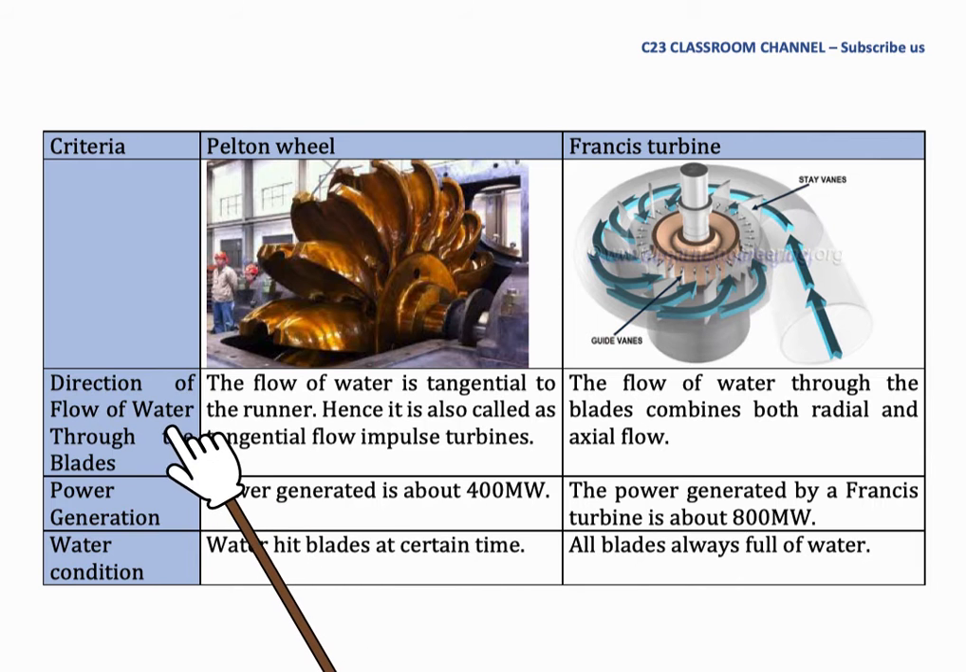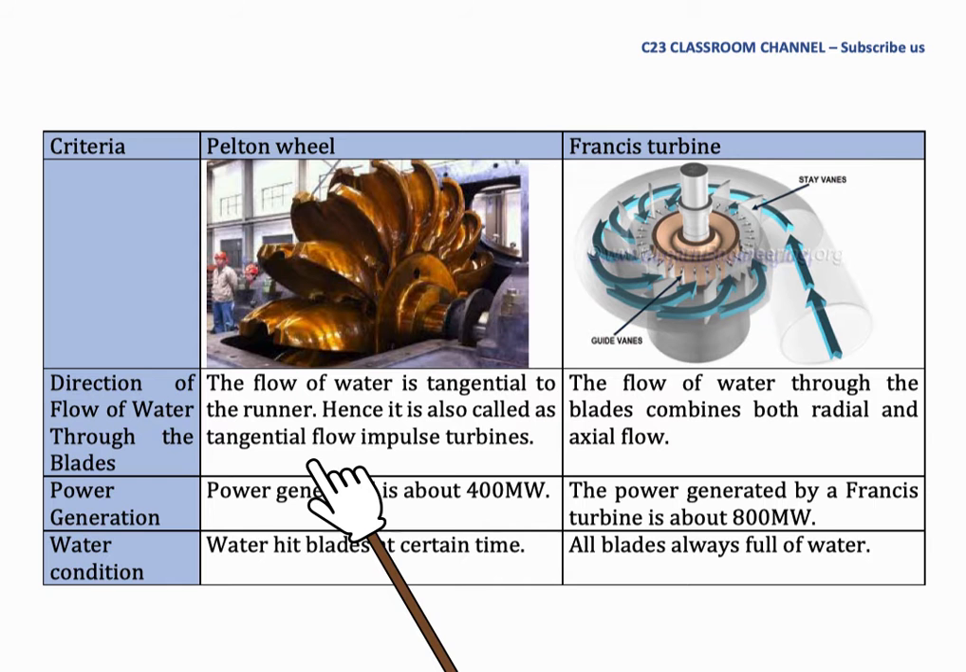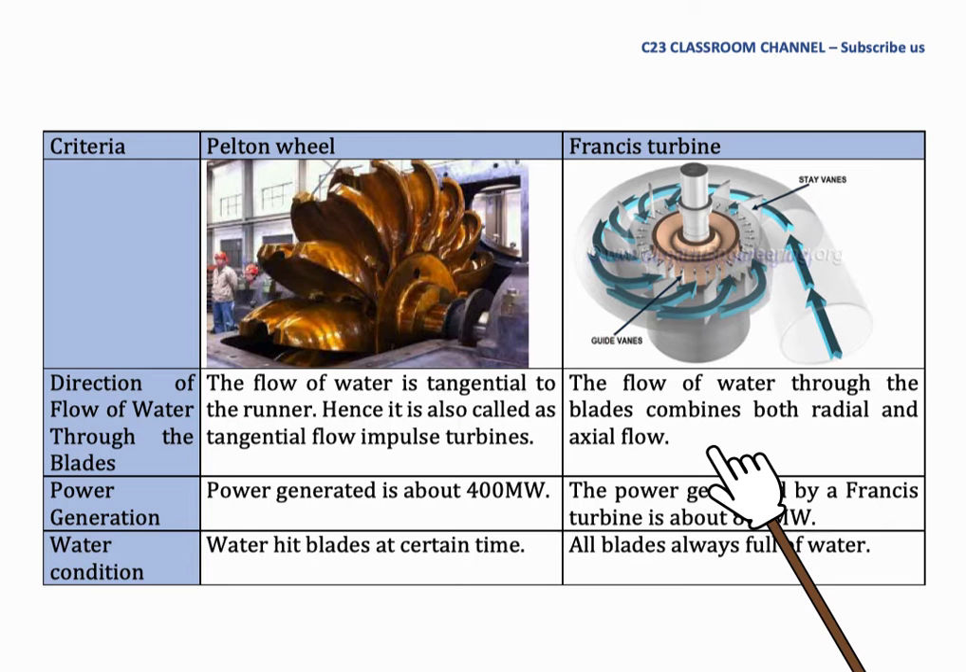The direction of water flow through the blades. The flow of water is tangential to the runner, hence it is also called a tangential flow impulse turbine. And for the Francis turbine, the flow of water through the blades combines both radial and axial flow. The power generated by the Pelton wheel is about 400 megawatts, but the power generated by a Francis turbine is about 800 megawatts.